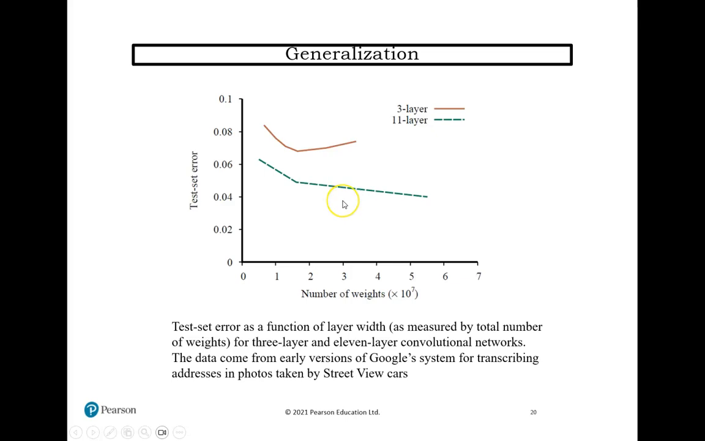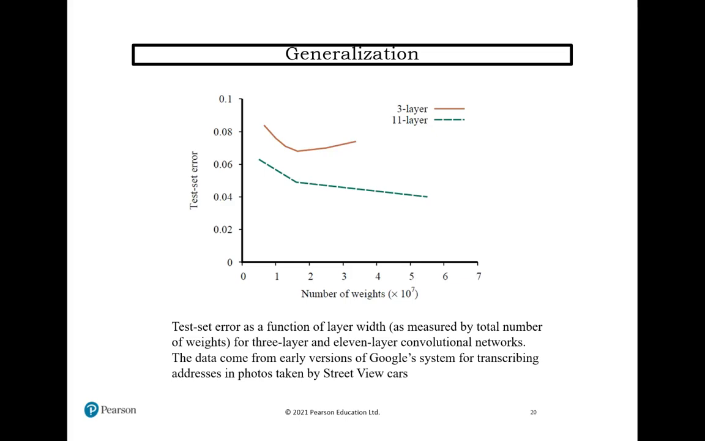This is an example of the test set error for two networks. One of them is a 3-layer network, and the other one is an 11-layer network. You can see how wide the network is by looking at the number of weights. We're talking 40 million, 50 million, 60 million weights. So imagine the number of neurons. Of course, when you read this, keep in mind this book is from 2021.